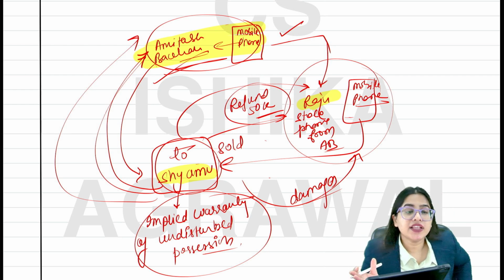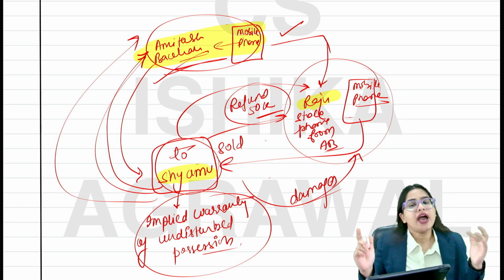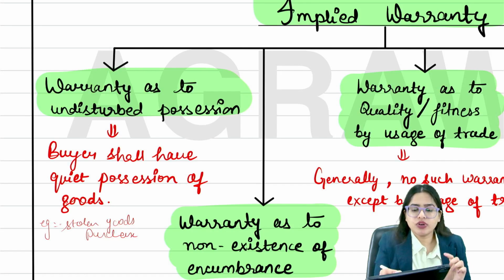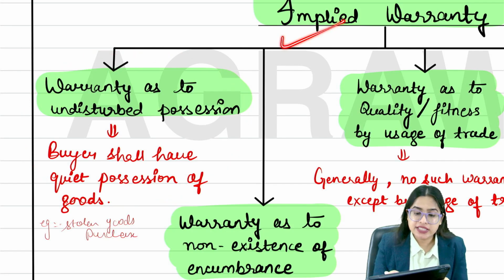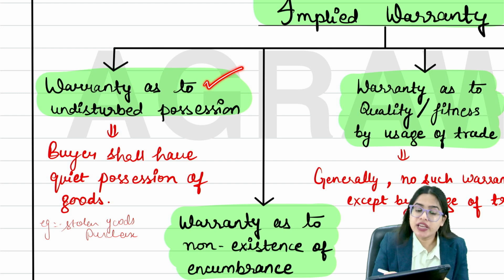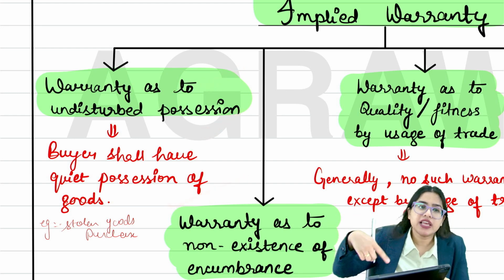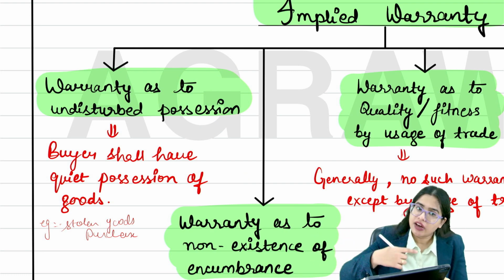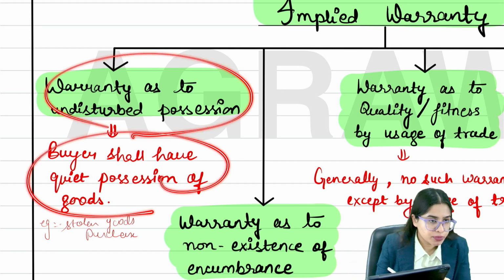This title thing is treated as both an implied condition and an implied warranty. Only the language is different; otherwise, the concept is the same. Implied warranty says that if I am purchasing goods, then I have an implied warranty as to undisturbed possession, which means no one can take those goods back from me. Even the seller cannot take the goods back from me. He has sold the goods to me, so now he cannot take them back. So I have a warranty as to undisturbed possession.